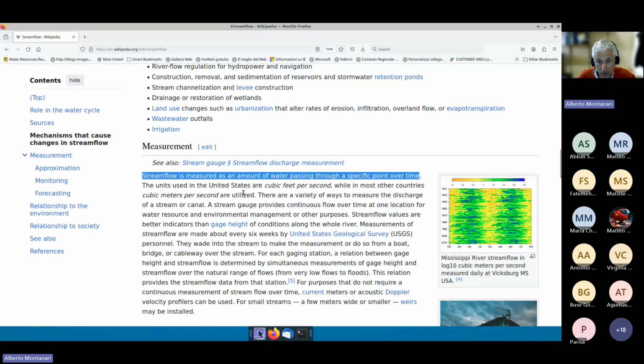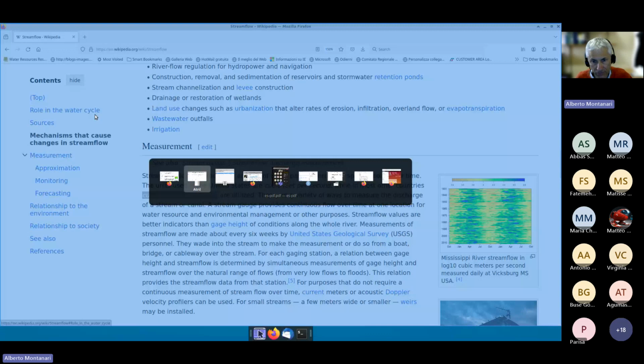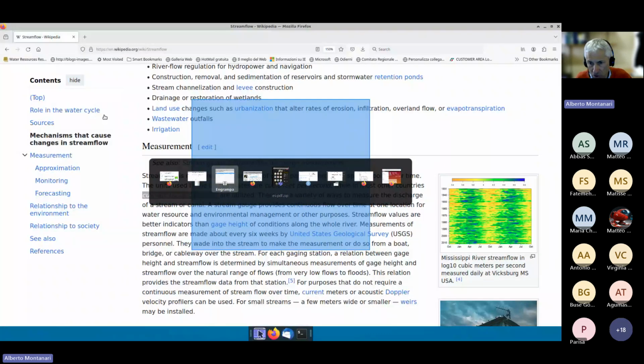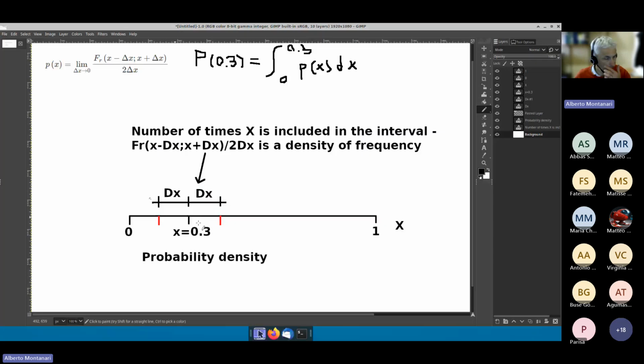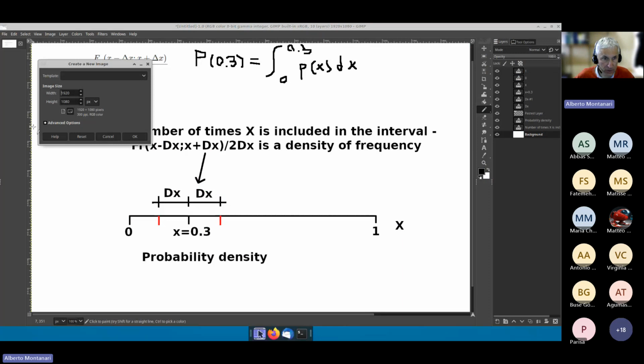You see that the units used in the United States are cubic feet per second, while in most other countries, cubic meters per second are used. It's volume per unit time, okay? So let me just go to the graphical window and make you a very simple sketch. Okay, and let me take a new window, a new one.